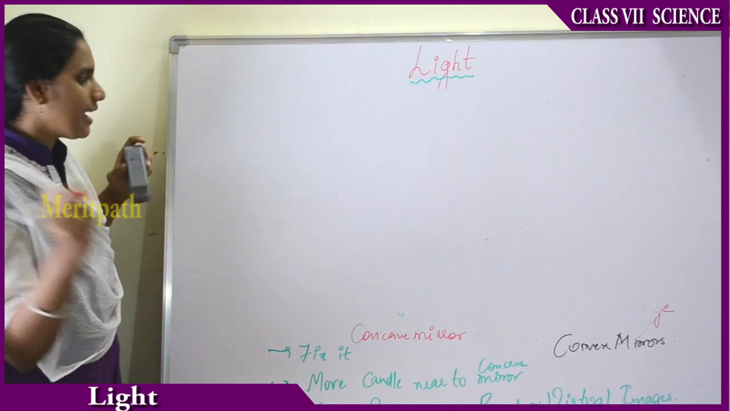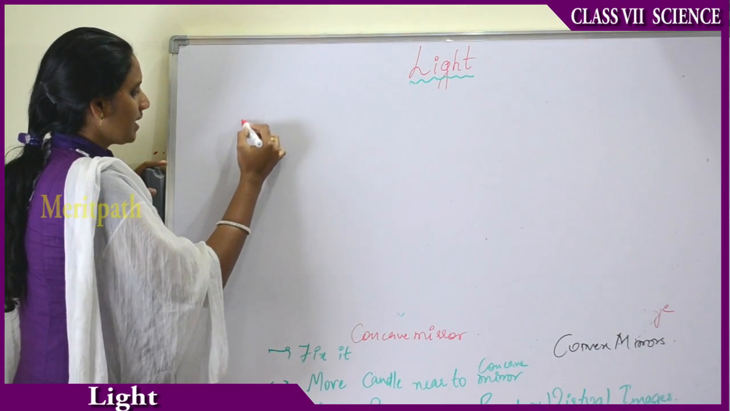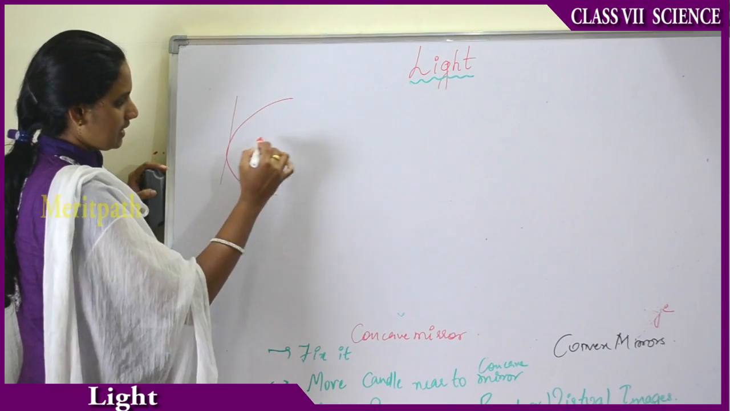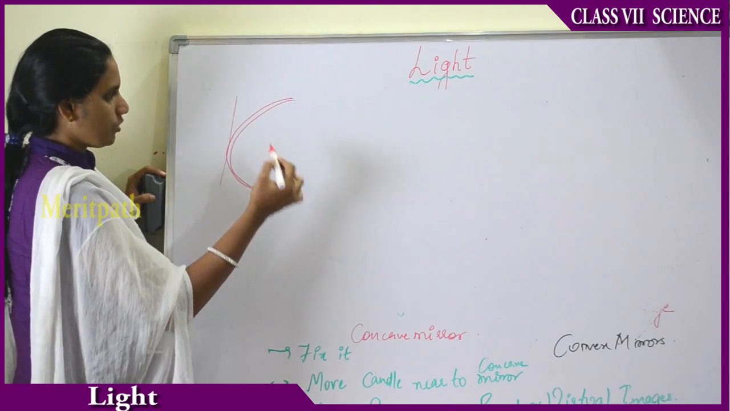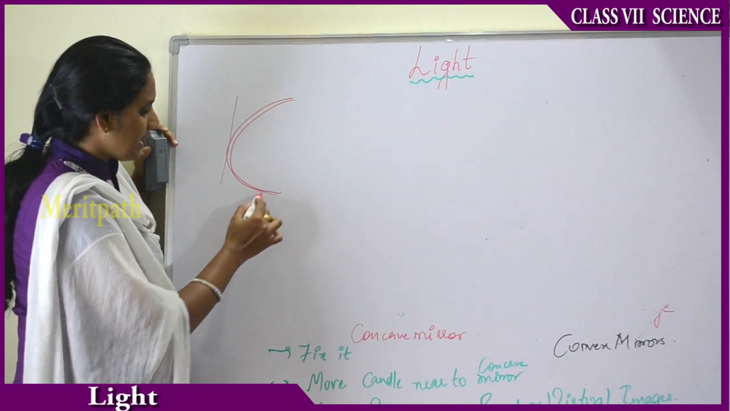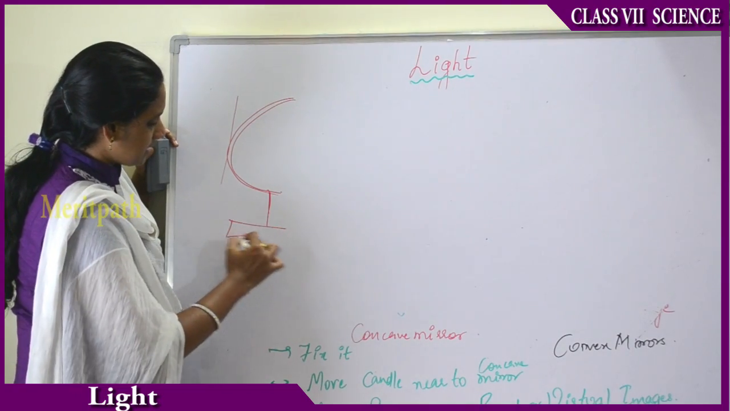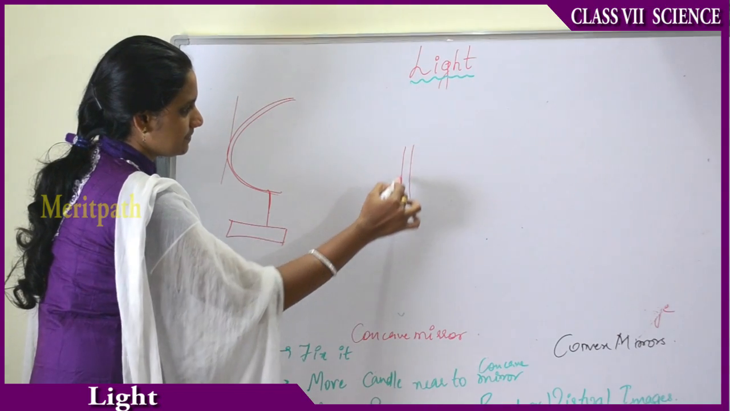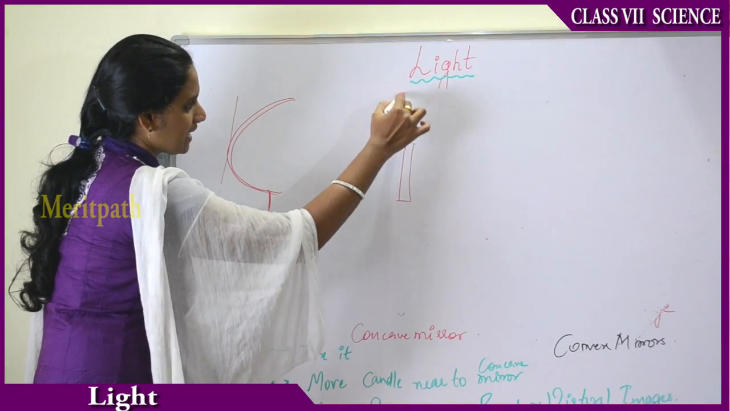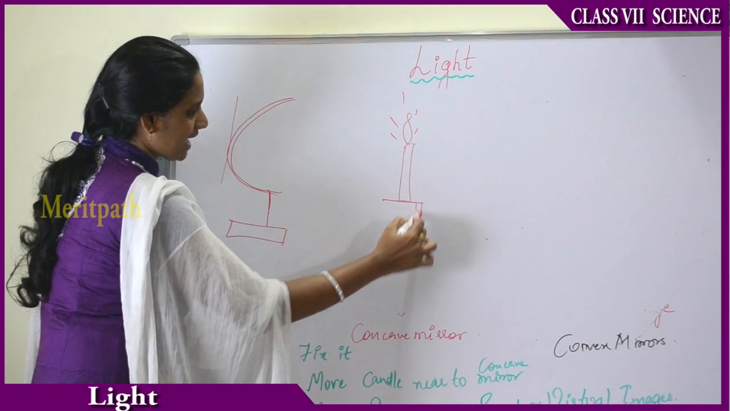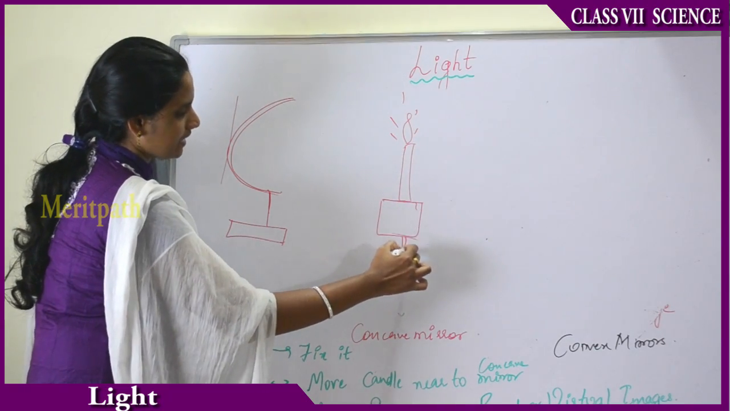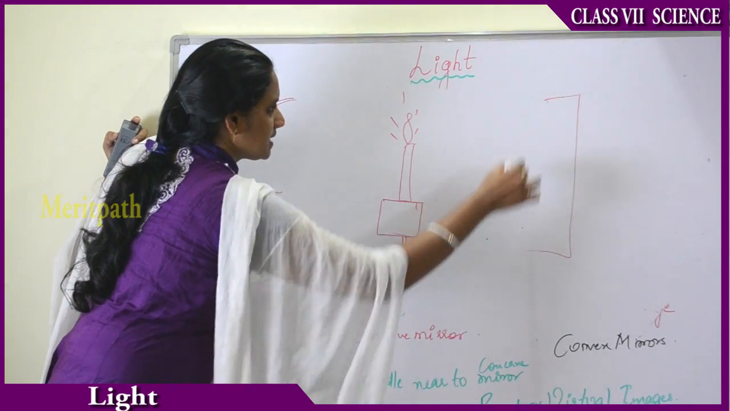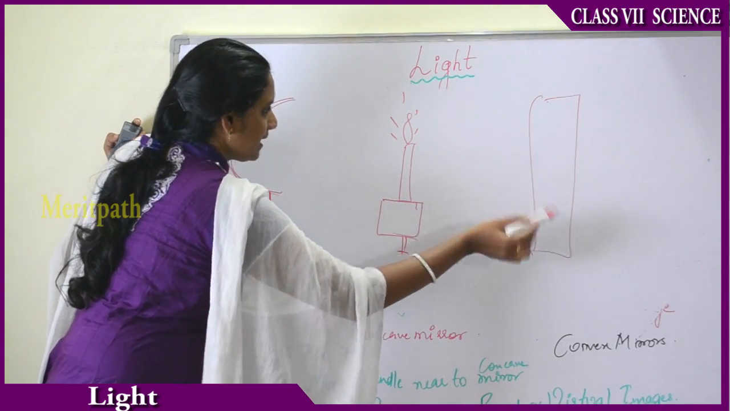See, here I am taking one concave mirror. It is like this structure, right? Concave mirror. Now I am placing it on a stand. This is a stand. Now I am taking one candle in the middle. I am lighting the candle. This also I have placed on a table, right? Now I am taking one more screen. Assume this is a screen, right?